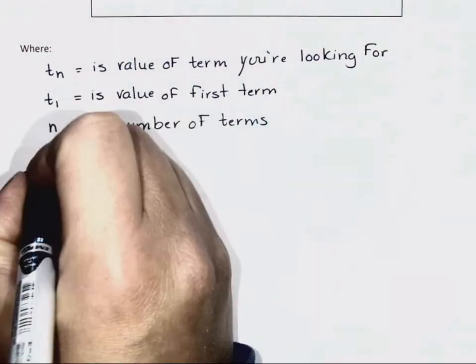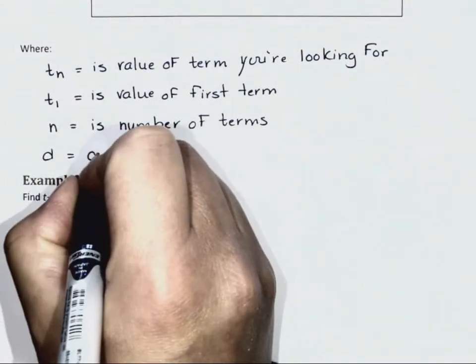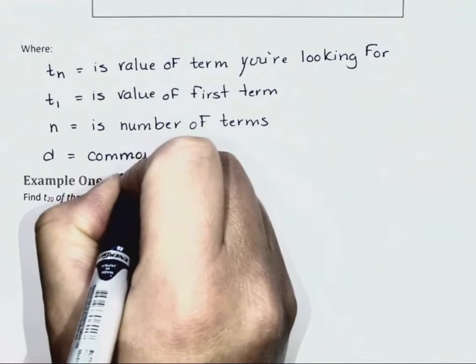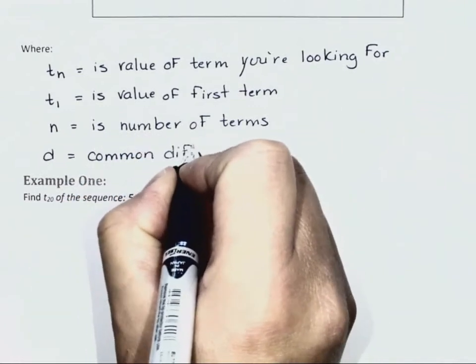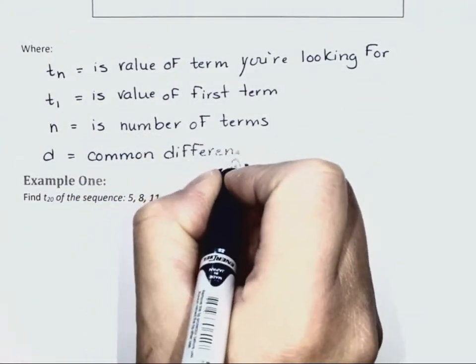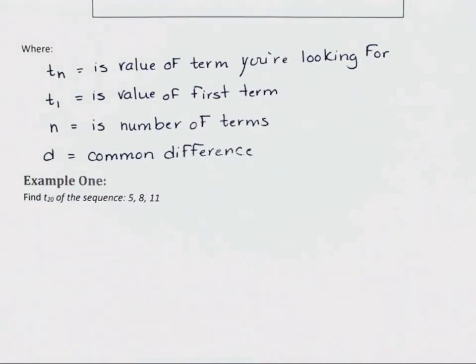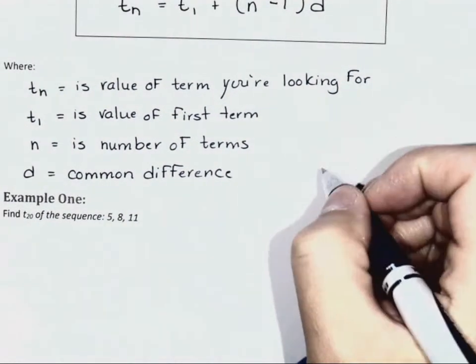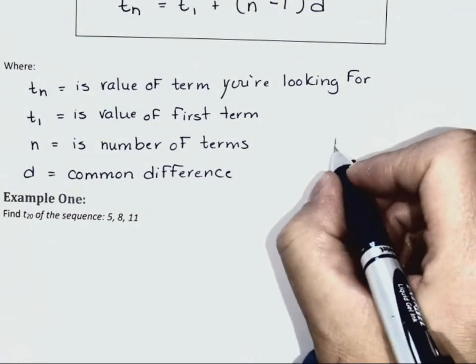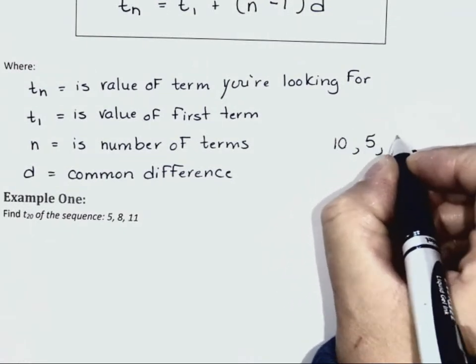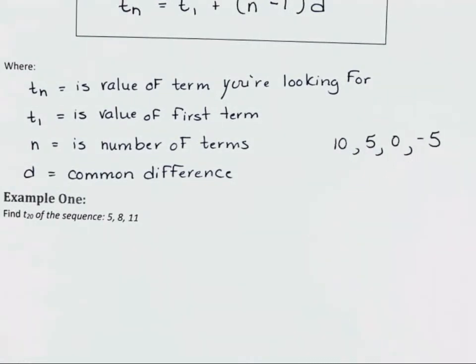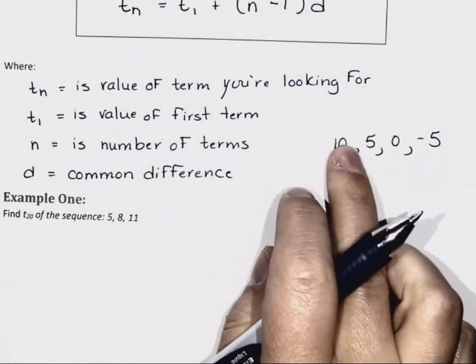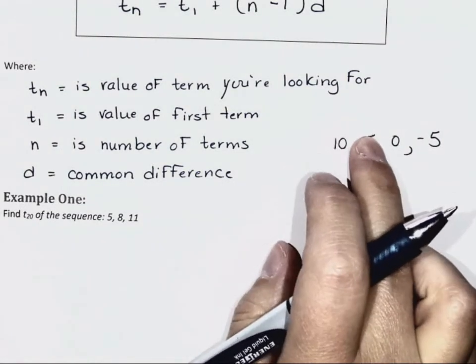What else am I missing? Oh, d. d is the common difference. So what is it that you are adding to get to the next number? So what about this sequence? I'm just going to write it right here. What about this sequence where 10, 5, 0, -5? So the common difference for this one, as you can see, I'm actually going down.